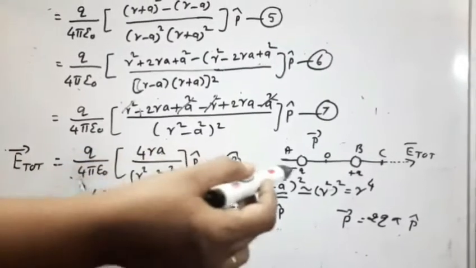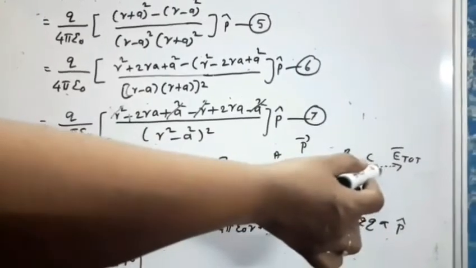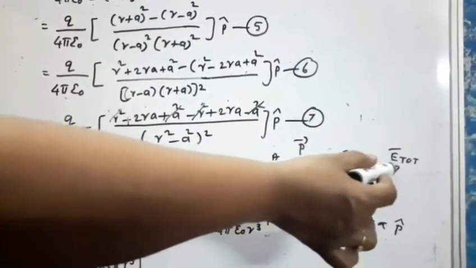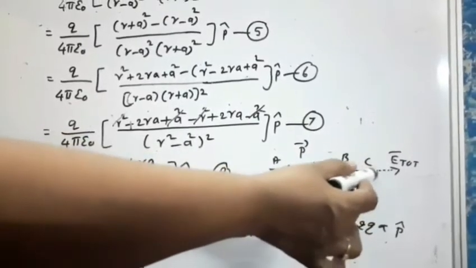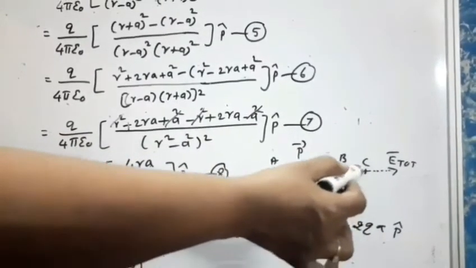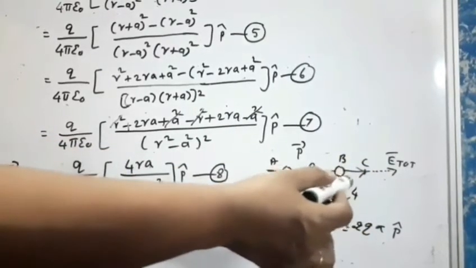Now this E total value, we have to draw on the axial line. It is always towards outside, because this E total value is positive. So positive charge means the electric field is always outwards. We have to represent it like that.